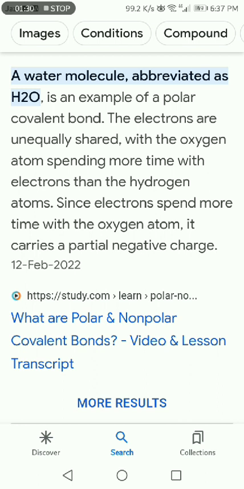A water molecule, abbreviated as H2O, is an example of a polar covalent bond. The electrons are unequally shared, with the oxygen atom spending more time with the electrons than the hydrogen atom. Since electrons spend more time with the oxygen atom, it carries a partial negative charge.